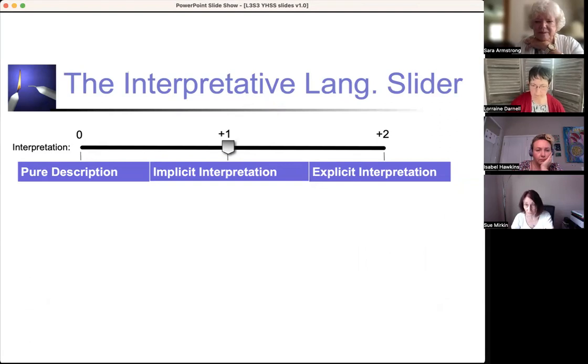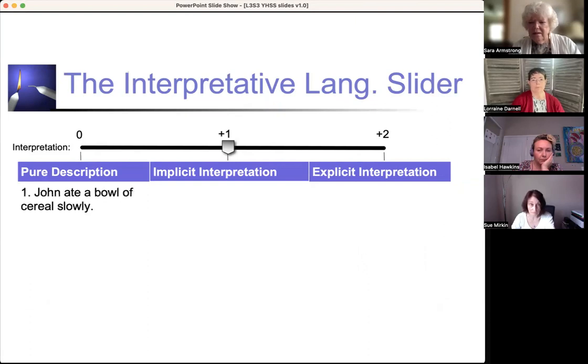So implicit interpretation is what I call the middle band in the interpretive language slider. And I call it the interpretive language slider rather than the interpretation slider because it is really about the language you're using. You're using language to assign interpretation to it. So that's the most accurate description of what this slider is about.